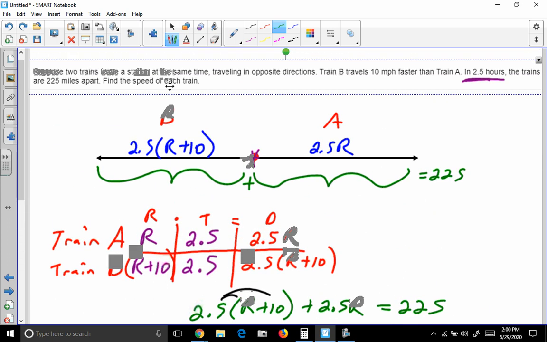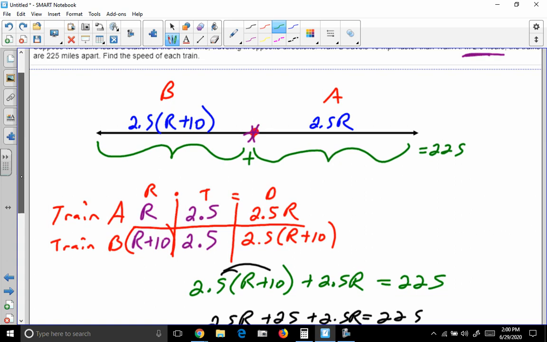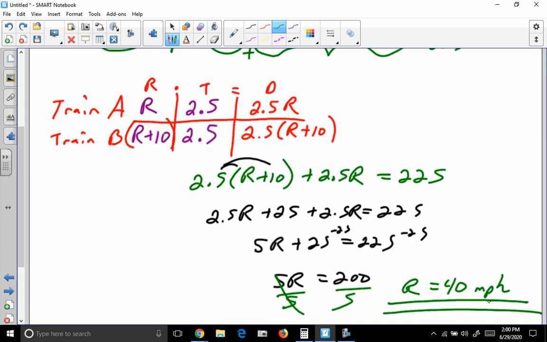So find the speed of each train. So R is 40 miles per hour. So train A is going 40 miles per hour, train B is going 10 more than that. So 40 plus 10, or 50 miles per hour. So it's probably going to ask us for each of those.